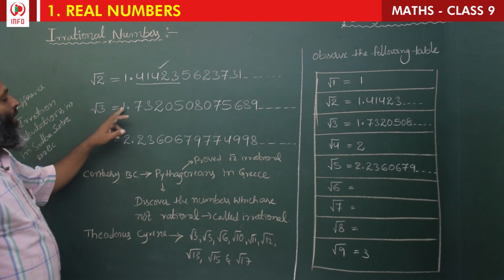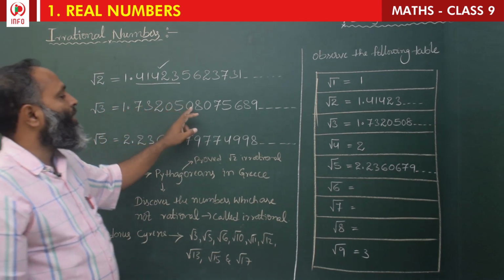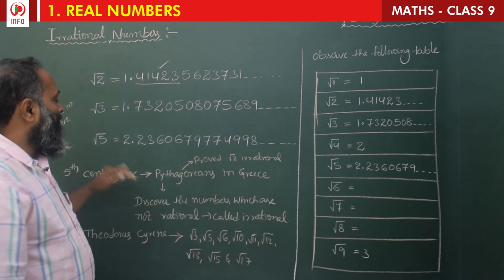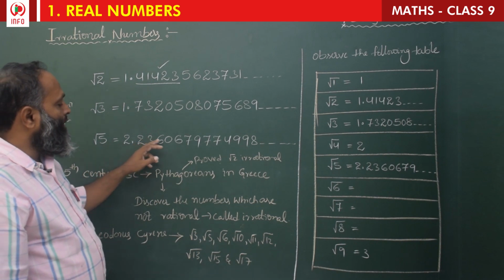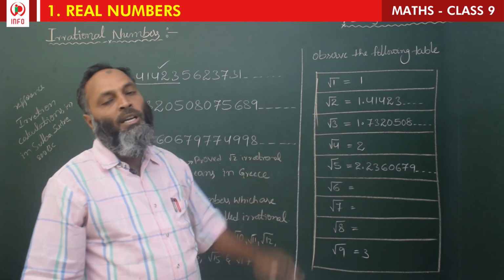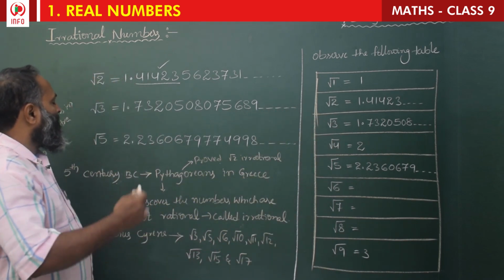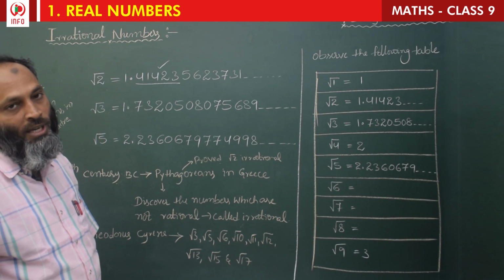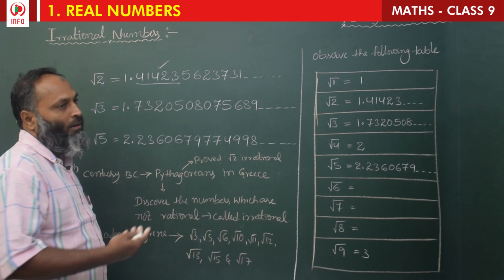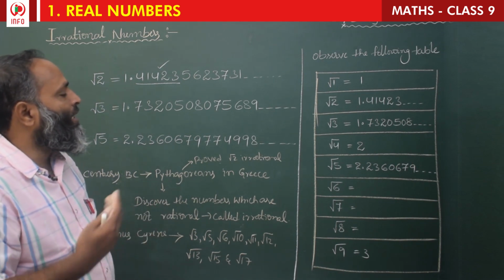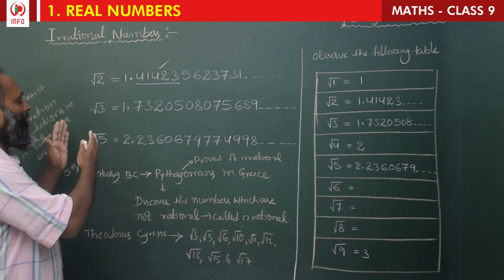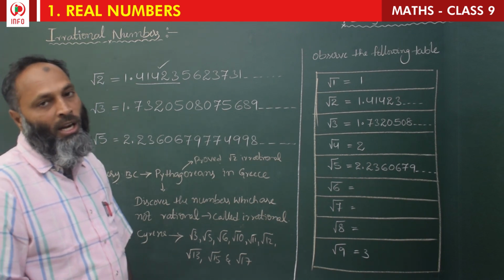And the square root of 3 is 1.732050807568, and so on it continues. And the square root of 5 is 2.23606797749998, and so on it continues. So square root 2, square root 3, square root 5, all these square root values are not perfect square roots. If we do it by using the long division method, the values continuously go on and on infinite times. That is why square root 2, square root 3 and square root 5 are irrational numbers.